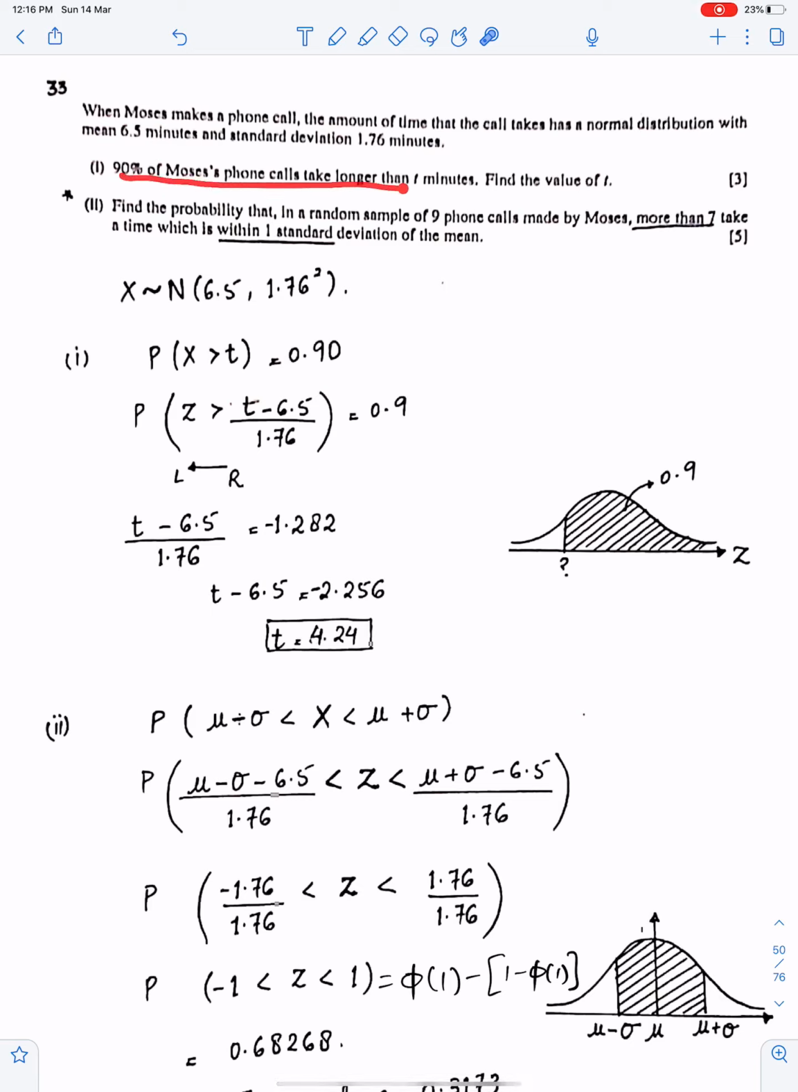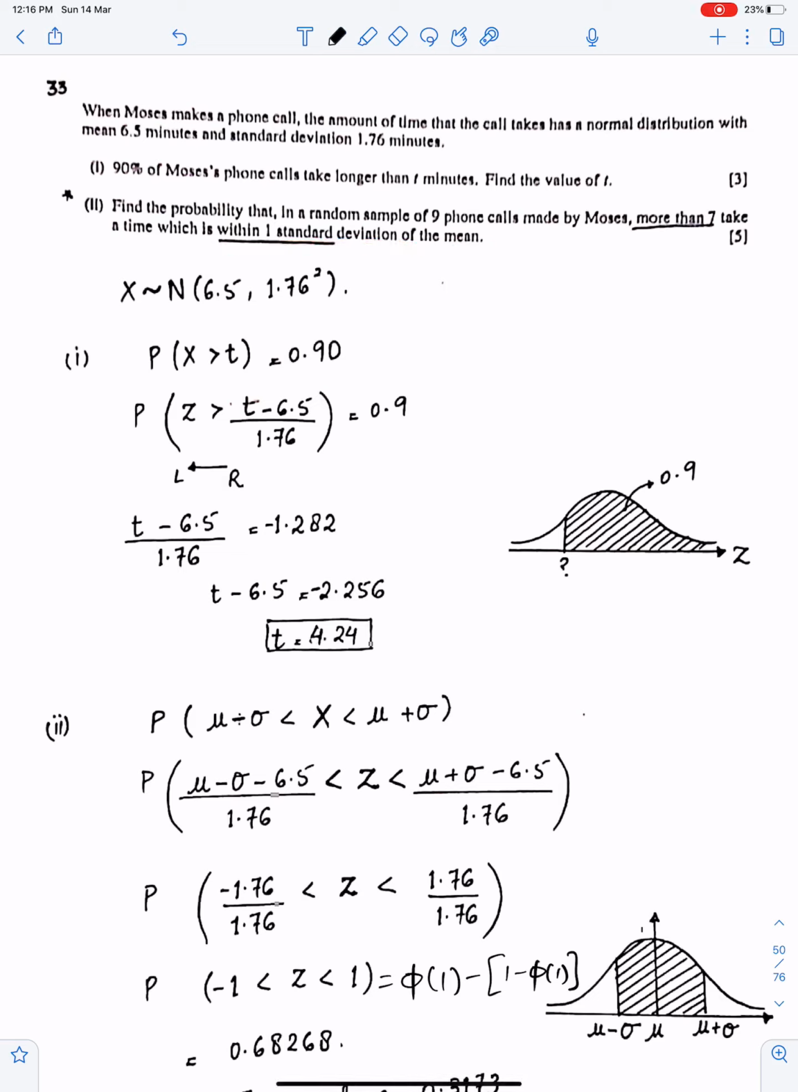90% of his calls take longer than 3. So x greater than 3 is 90%. You can solve this yourself. In a randomly sampled 9, this is normal to binomial. More than 7 takes is within one standard deviation above the mean, within one standard deviation of the mean.